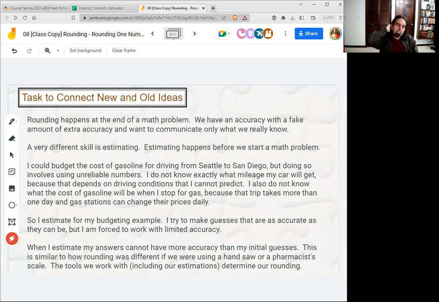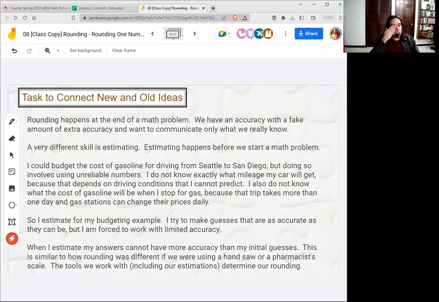So rounding happens at the end of a math problem. We've gotten some answer. It has too many decimal points compared to what's a reasonable amount of accuracy for that situation. So we chop off some fake accuracy and keep just what's reasonable. Estimating is a very different thing.